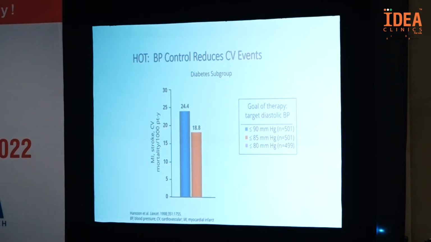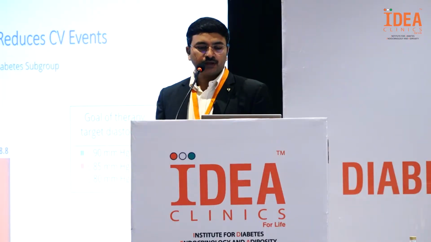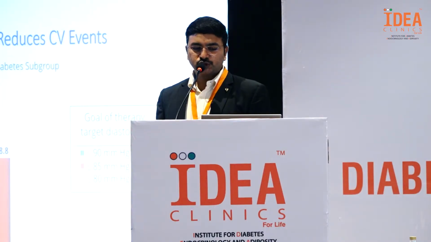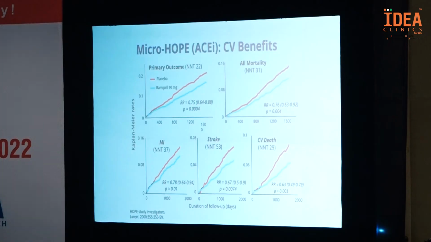We need to maintain the diastolic blood pressure below 80, especially in younger patients who have higher diastolic blood pressures like 90 or 100, but systolic pressure is around 130 or 140. In these patients also, we need to have a tighter control of diastolic blood pressure. This study has shown the tight control of the diastolic blood pressure below 80. So there is almost 50% reduction in the major cardiovascular events with tighter diastolic blood pressure control.